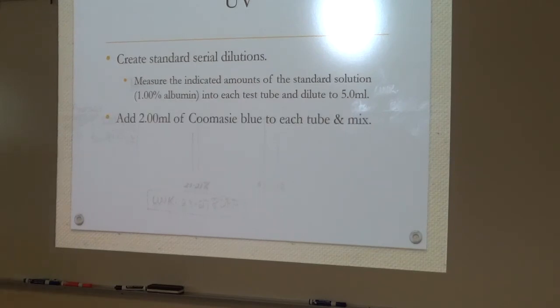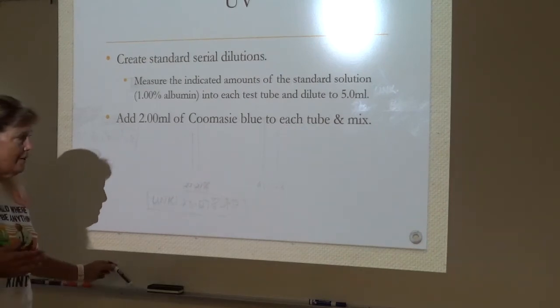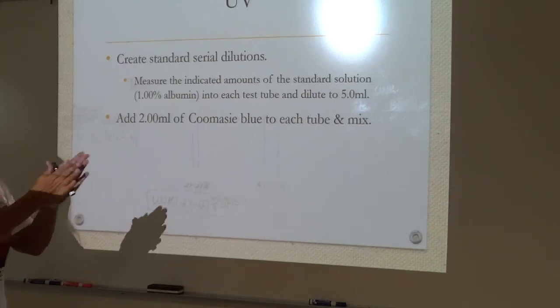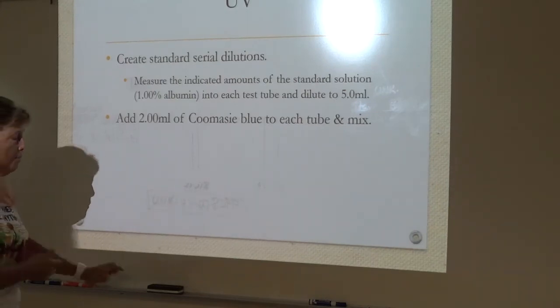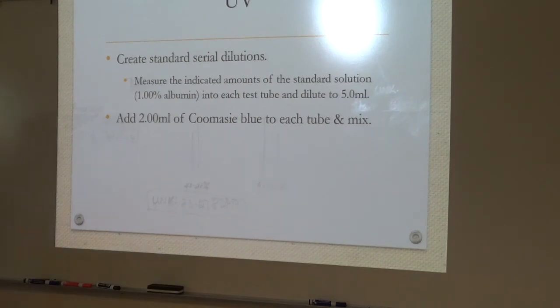In addition to that, you're going to be assigned an unknown. You're going to have a test tube that has, I think it's 2 mLs of your unknown diluted to 5, and have that as well. To each of those, you're going to add 2 milliliters of Coomassie blue and mix them. Now you want to mix them without adding a whole lot of air. So instead of shaking them, rub them between your palms so that they mix, and then allow them to set.